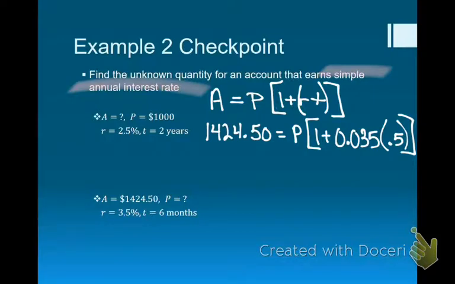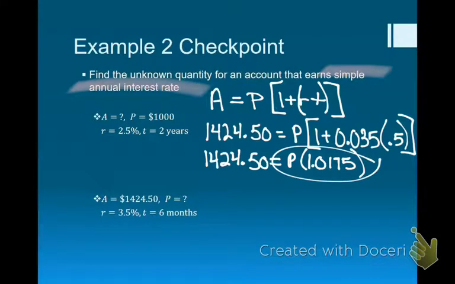Now I have to simplify what's in here. Well, there's no variables, so I can just multiply 0.035 times 0.5 and add it to 1. What's 0.035 times 0.5? What's it going to be? 0.0175, and I add that to 1. Okay? Now, is there another way that I could write this? Yes. How could I write it? 0.0175P. Yep. You put the P after.